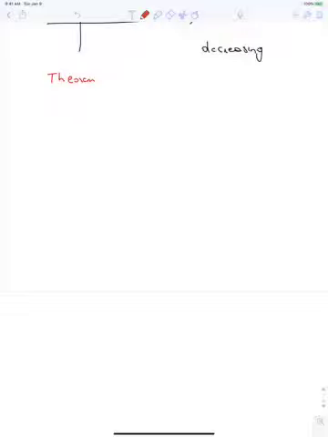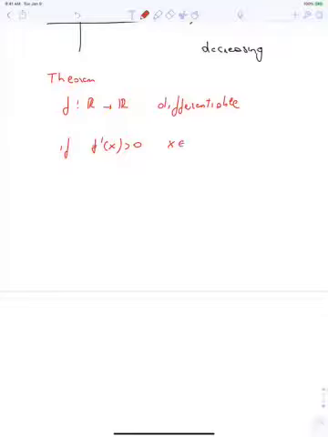So let's say that we have a function from the set of real numbers to the set of real numbers, and it is differentiable. Otherwise, we cannot compute the derivative. Now, if the derivative f prime of x is greater than 0 for x in, let's say, an interval of the function, then f is increasing there. If f prime is less than 0, then f is decreasing.